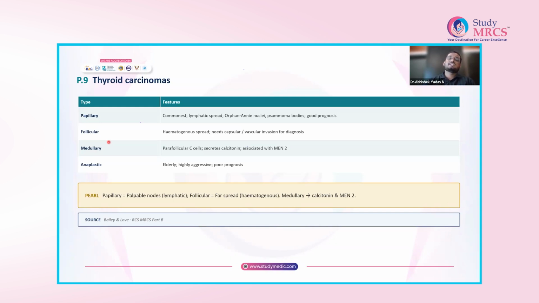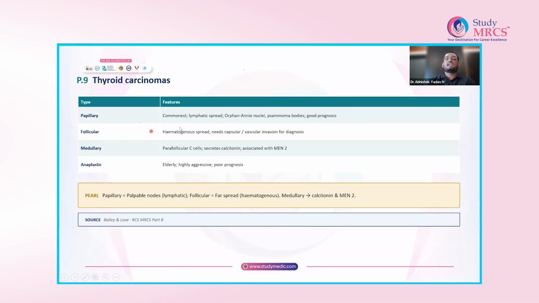This is a cartoon picture which represents an Orphan Annie appearance. Presence of psammoma bodies, all these features go in favor of papillary carcinoma. It usually occurs in the younger age group, in females. It has a very good prognosis. We treat by doing a total thyroidectomy.